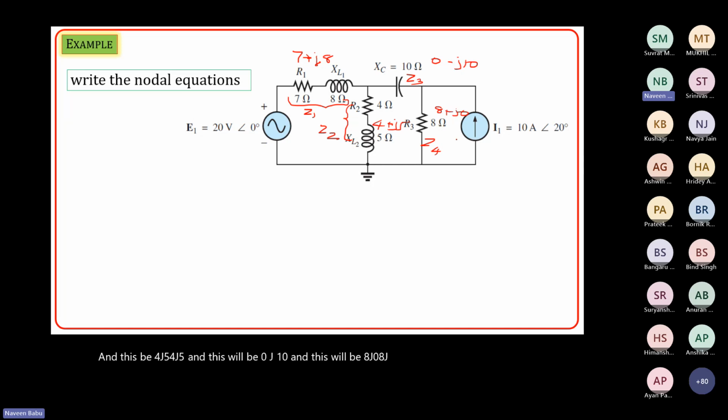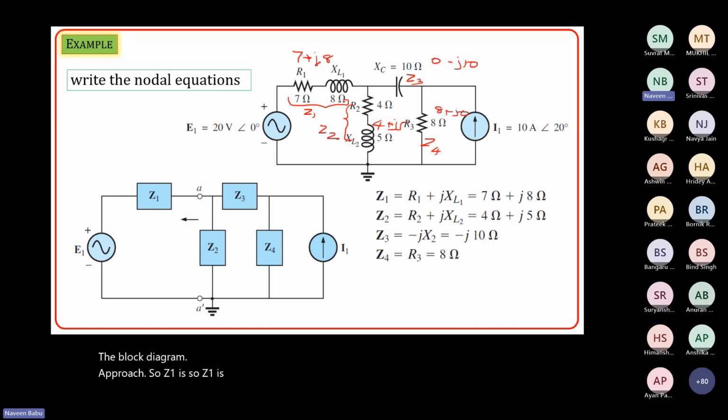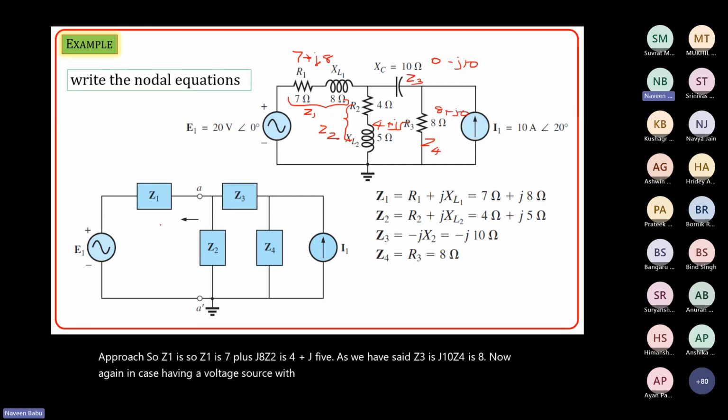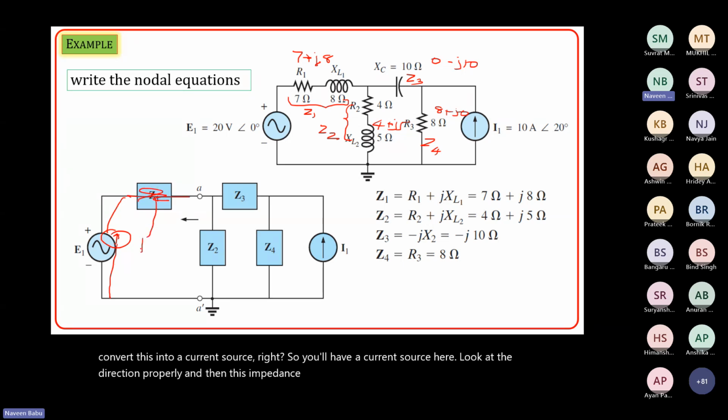So I'm converting these into the block diagram approach. Z1 is 7 plus j8, Z2 is 4 plus j5, as we have said, Z3 is minus j10, Z4 is 8. Now, in case having a voltage source with impedance creates confusion for you, you can always convert this into a current source. So you will have a current source here. Look at the direction properly, and then this impedance now will come in parallel.